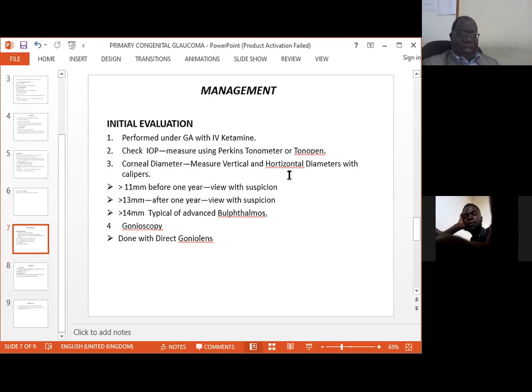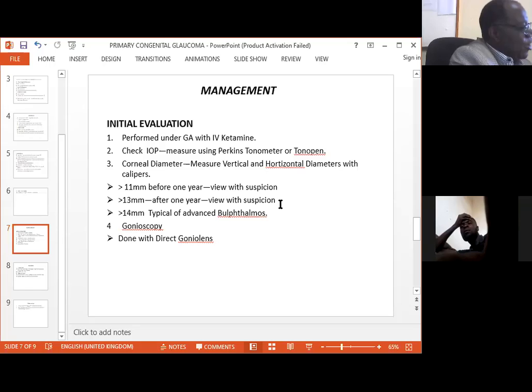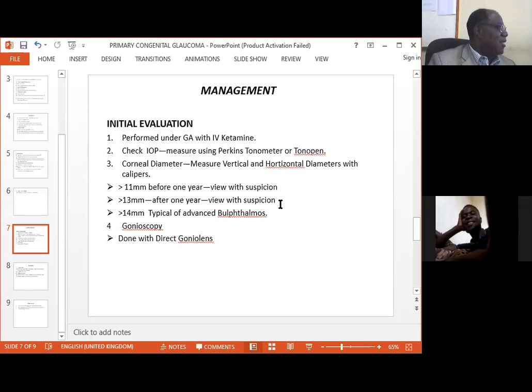You know the normal. 11 millimeters before 1 year, view with suspicion. 13 millimeters after 1 year, view with suspicion. When we say view with suspicion, it means it's in the abnormal range. So a child should not have a 13 millimeters corneal diameter at 1 year. It means it's enlarging, it's too big. 14 millimeters is typical of advanced buphthalmos. So you can have a diameter of 11 to 14 millimeters.